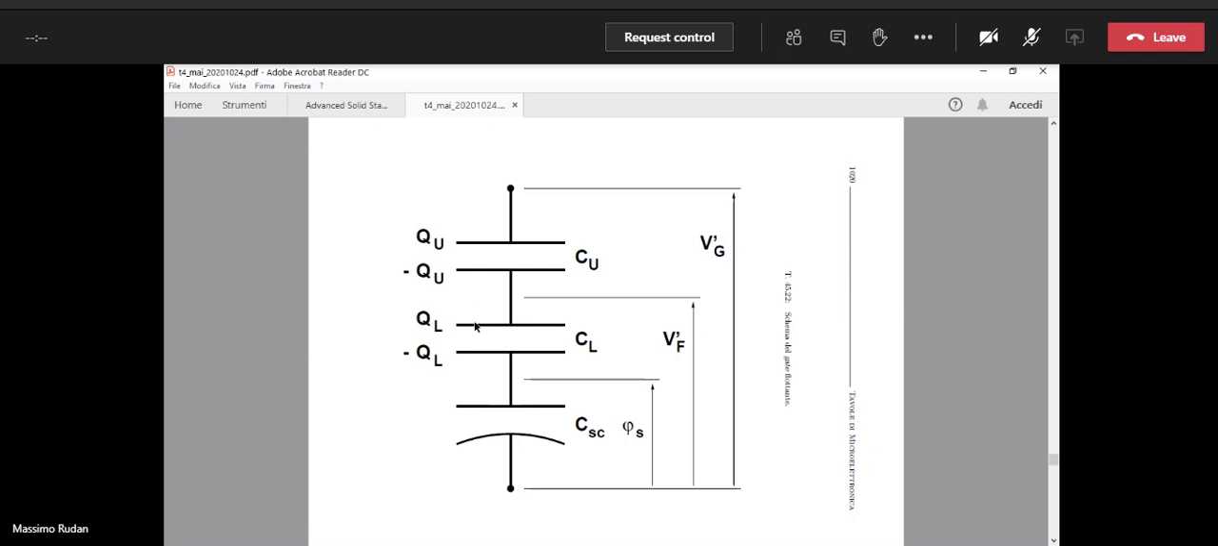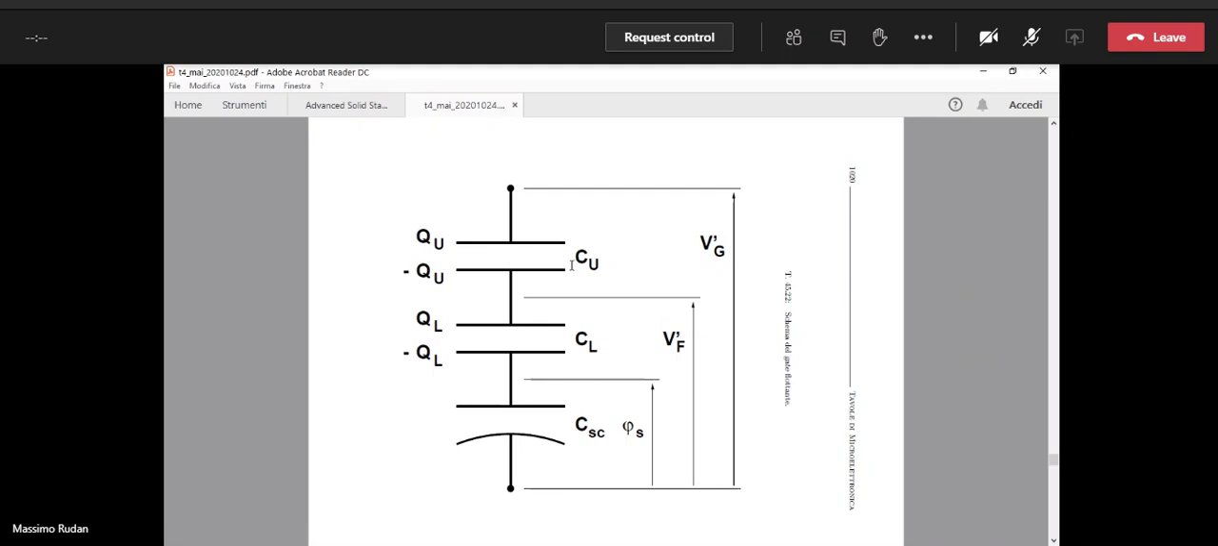Ql is the charge per unit area in the upper plate of Cl, and minus Ql is that in the lower plate of Cl. On the other hand, we assume that in the floating gate there is no charge. Okay, so the floating gate is globally neutral. So obviously Ql is equal and opposite to minus Qu. So Ql and Qu are equal to each other.